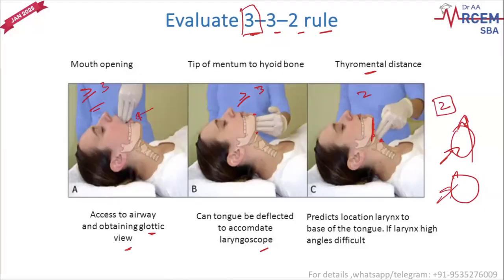So if it can accommodate two fingers or more than two fingers, then you can easily visualize, since the trachea is not very anterior, so you can easily intubate the patient. If it is less than two fingers, then it becomes difficult. Only one finger, then it becomes very difficult to visualize the vocal cords and intubate the patient. This is known as the evaluate 3-3-2 rule.